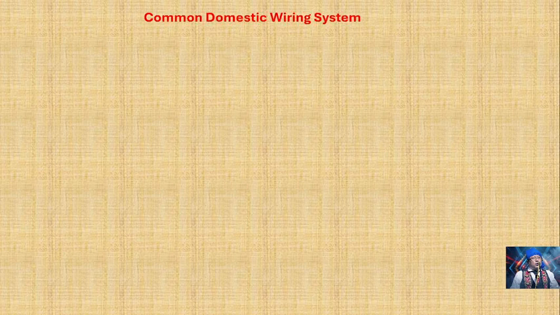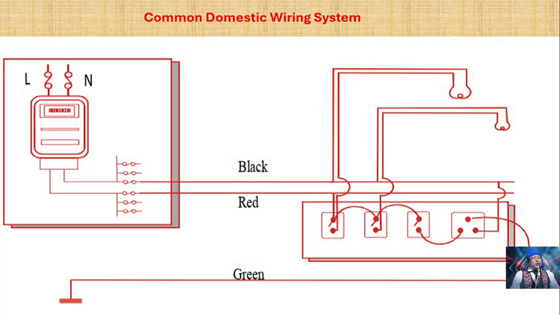Common domestic wiring system: live wire, neutral wire, earth wire. In the wiring system diagram, L represents the live wire and N the neutral wire. Red is the live wire, black is the neutral wire, and green is the earth wire.